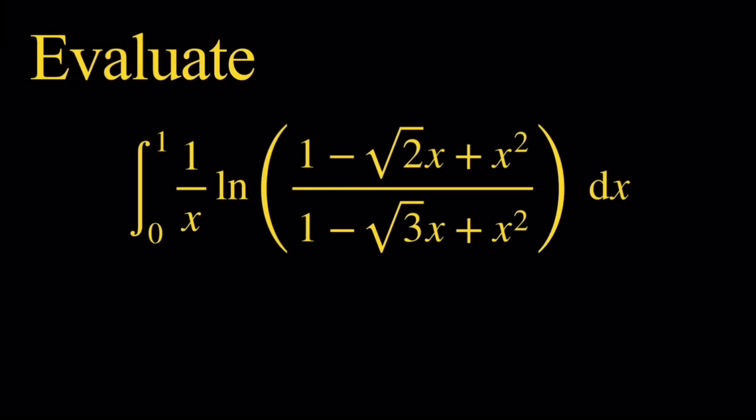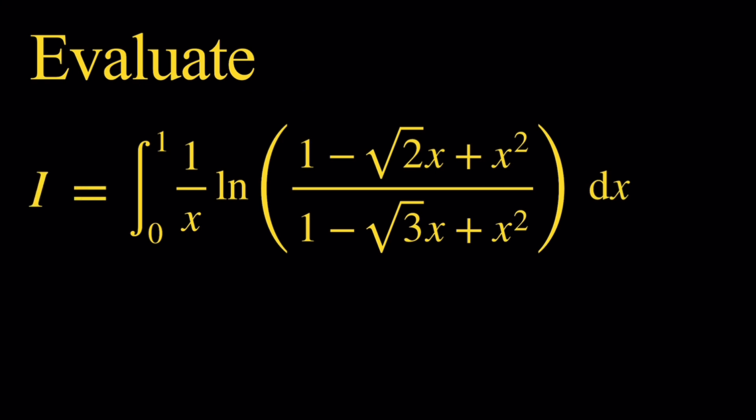Hello everyone and welcome. In this video we're computing the integral from 0 to 1 of 1 over x times ln of (1 minus root 2 times x plus x squared) divided by (1 minus root 3 times x plus x squared) dx, which we're going to denote by I. And here ln is simply the natural log.